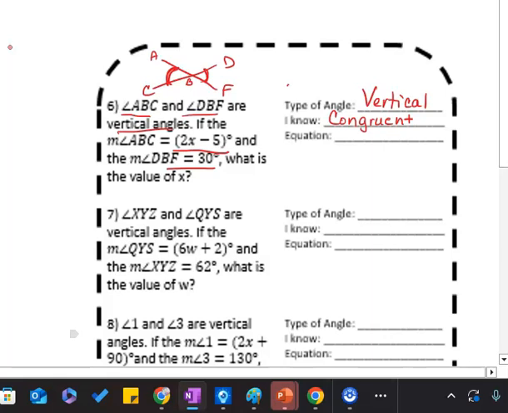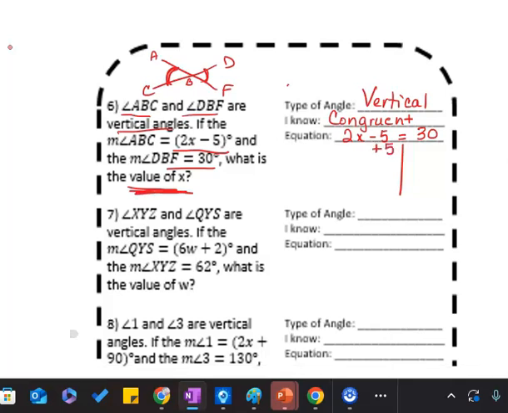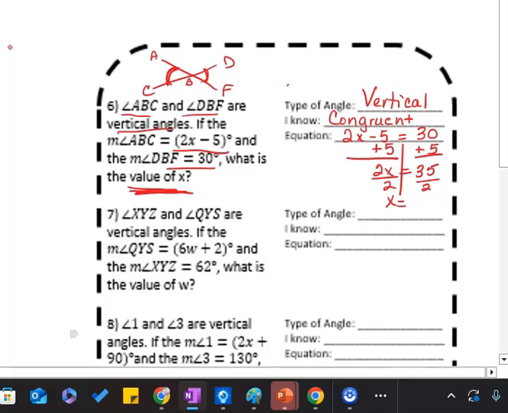and I can write my equation. So the measure of one of my angles is 2x minus 5. The measure of my other angle is 30. So I solve this equation to find the value of x. That's what we're looking for. What is the value of x? We add 5 to both sides. 2x equals 35. Divide both sides by 2. And I get x equals 17.5.